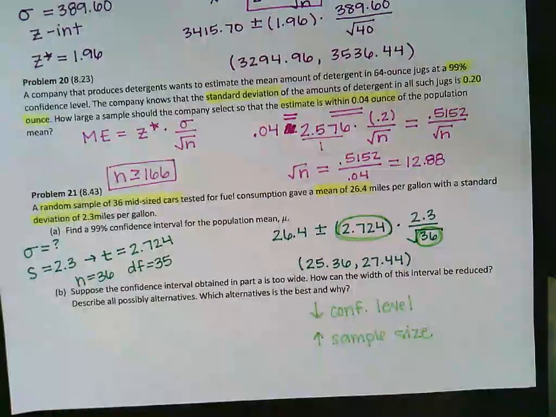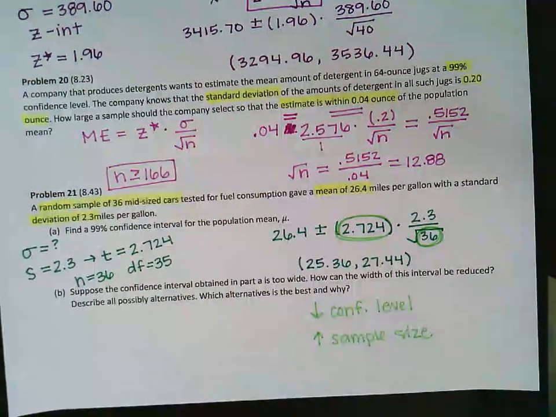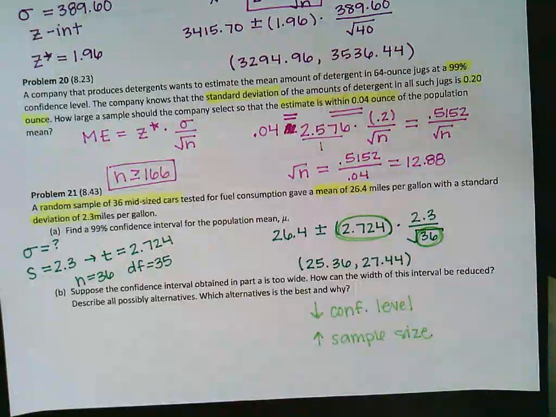Okay, now those are the two possible alternatives, and then in the question it does say which alternative is best and why. I don't know that there's ever a good answer for that question, so I'm not going to write anything in particular. If you're able to resample and increase your sample size, great. That's probably actually better than decreasing your confidence, but you can't always do that. So I don't know that there's always a best and why. Sometimes you just have to go with what you're able to do.